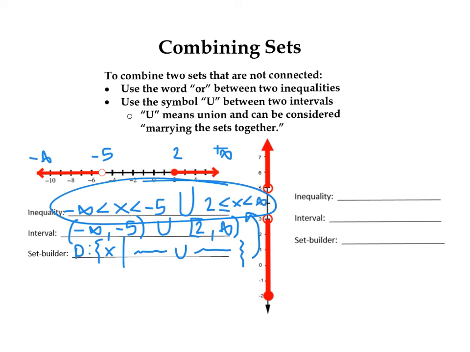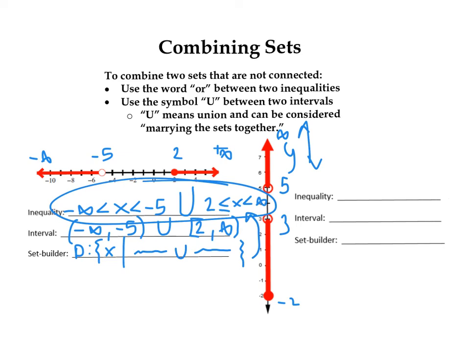Alright, try this next one on your own. Here we're dealing with the y values because it's vertical. Try writing this one as a union. Remember, you're going to go from least to greatest. From negative 2 to positive 3, and from 5 to infinity. Write the inequality notation, write the interval notation, and then write your set builder notation.